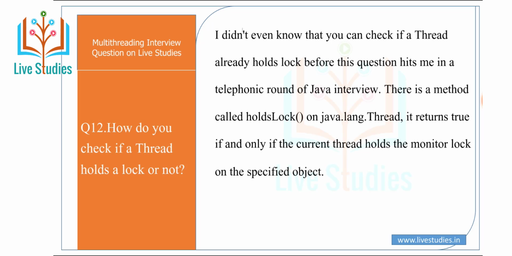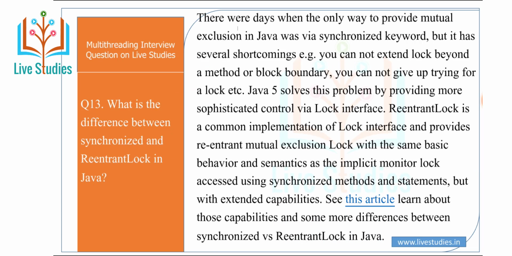Another question is, how do you check if a thread holds a lock or not? I didn't even know that you can check if a thread already holds a lock before this question hit me in a telephonic round of the Java interview. There is a method called holdsLock on java.lang.Thread. It returns true if and only if the current thread holds the monitor lock on the specified object. That's it.